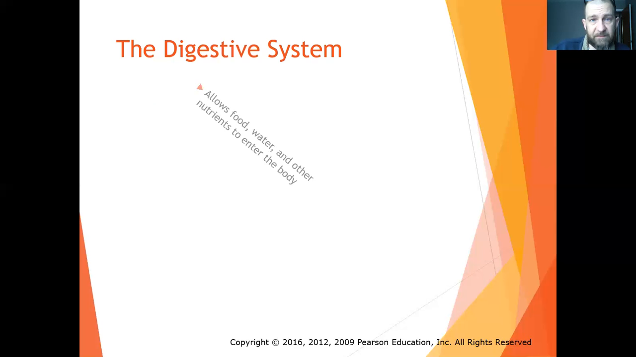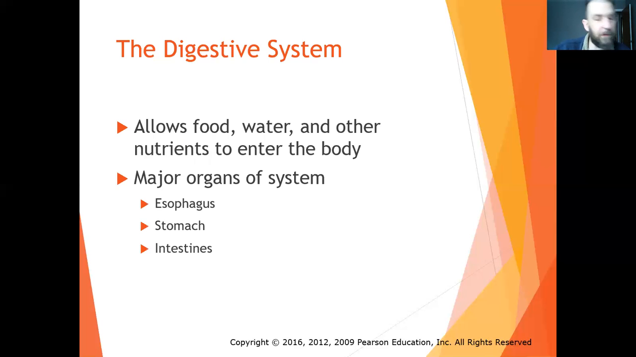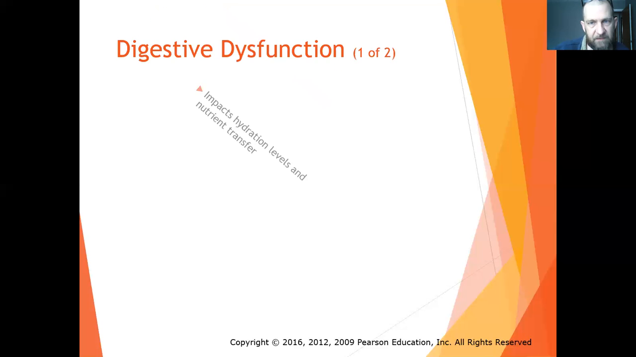All right, digestive system problems. The job of the digestive system is to allow food, water, and nutrients into the body and get them into the systems. The major organs here are the esophagus, the stomach, and the intestines, and then we have lots of accessory organs too. We've got the pancreas, the liver, and the gallbladder. So we've got different organs associated with the digestive system.